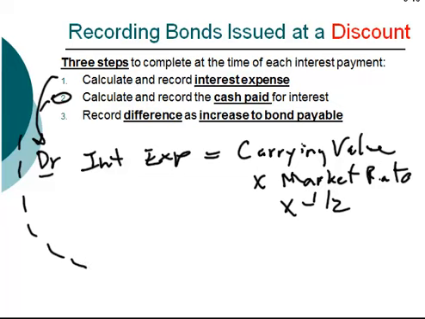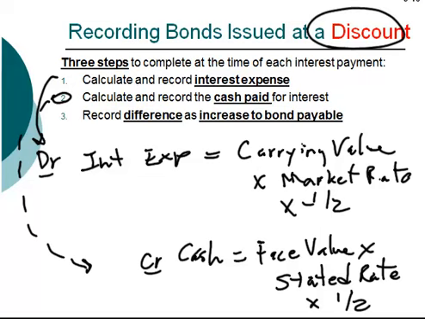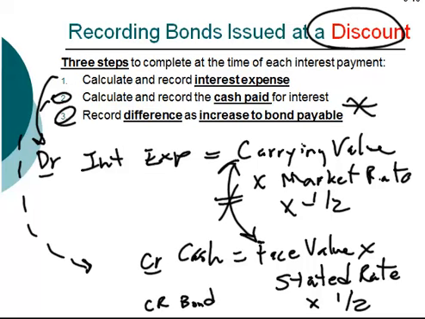Second, we will calculate cash payment by taking face value, multiplying it by the stated rate, and again by 1/2 in the case of a semi-annual interest payment. In the case of a bond issued at a discount, carrying value and the face value will not be the same. Because they're different, the debit and credit will not equal, and we will have a difference that we must record as a credit to bond payable. This we can think of as simply being a plug in order to balance out the debits and the credits. Let's look at an example.